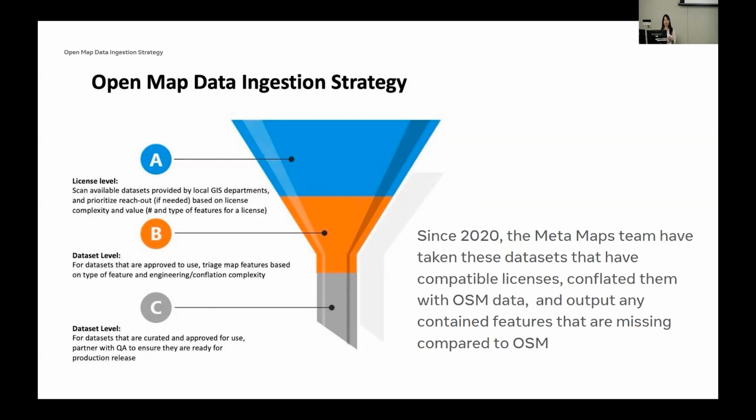So to ensure this non-OSM data set combined with OpenStreetMap data properly, we developed this OpenMap data ingestion strategy at both license and data set levels. The license level mostly involves verifying the license type and compatibility. And on data set levels, there are 2 layers. The first layer is about data processing. That includes designing the data triaging methods and developing the conflation strategies and quality control plans.